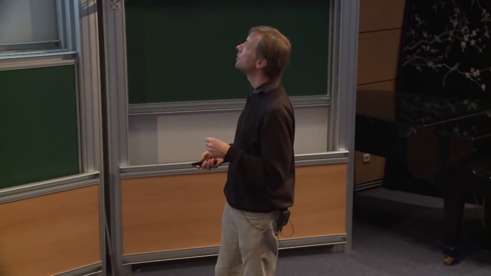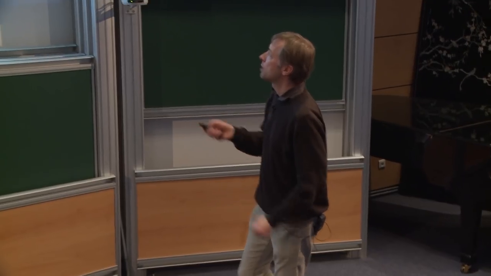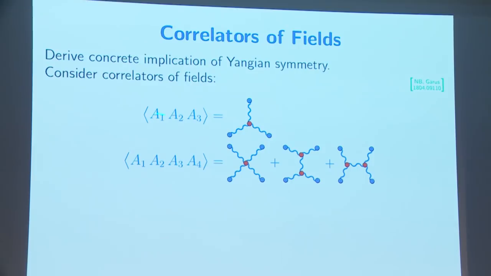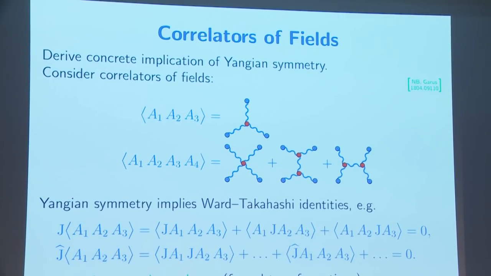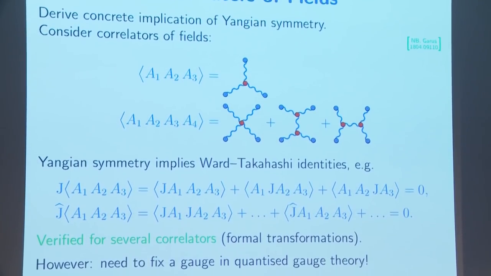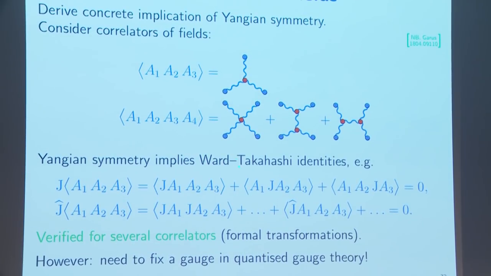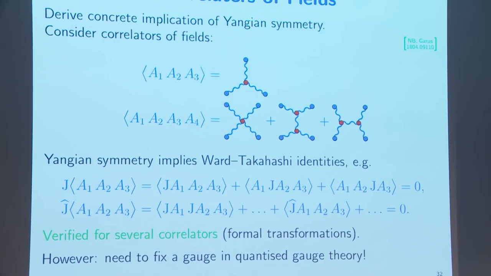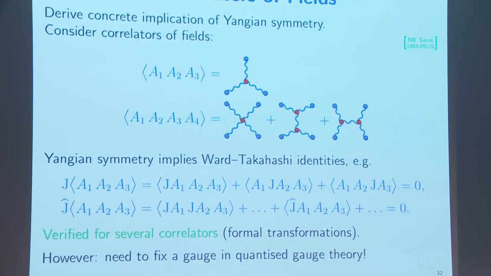I should really get to an end. Just let me say what else we've done. We've looked at correlation functions of several gauge fields, and then the Yangian symmetry implies some Ward-Takahashi identities, which you can sketch like this. And we've verified this.